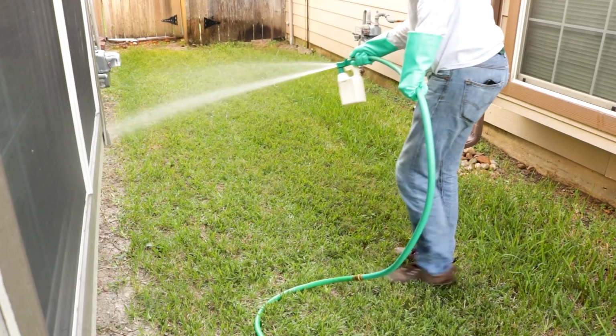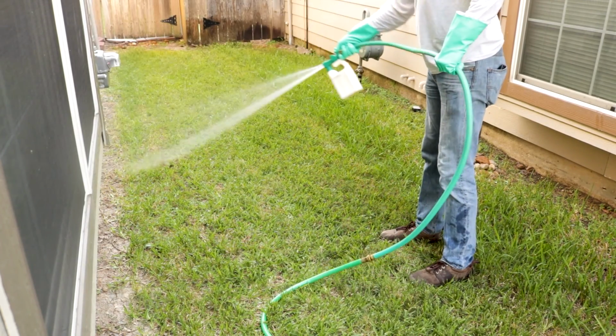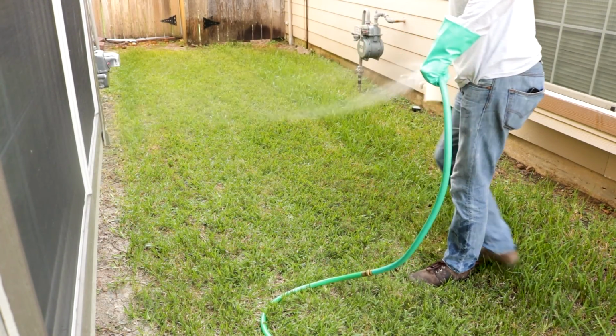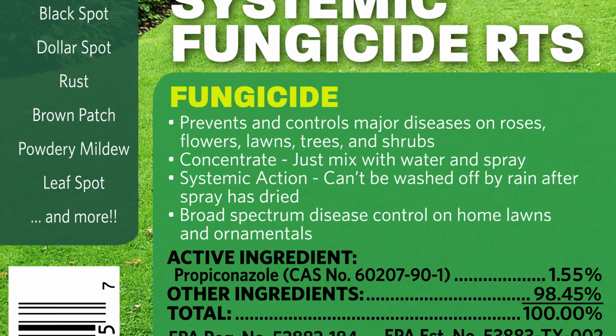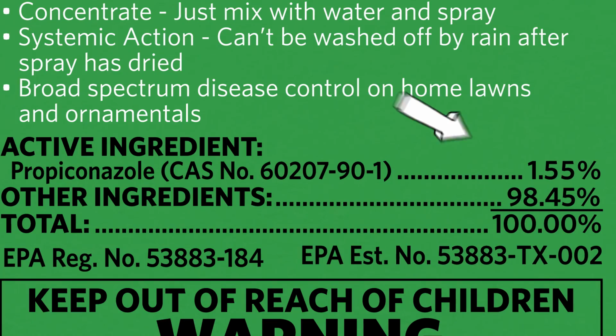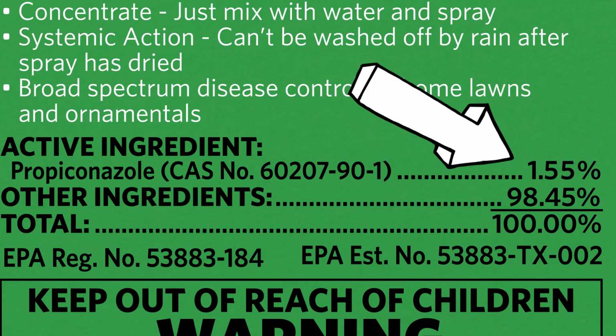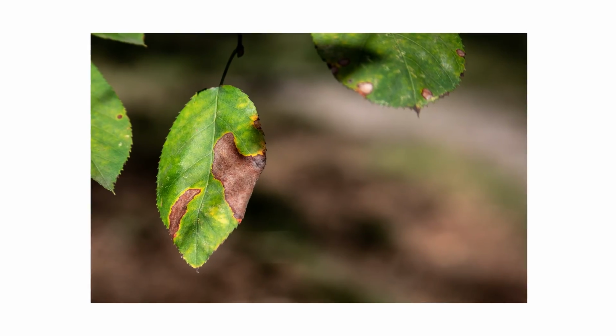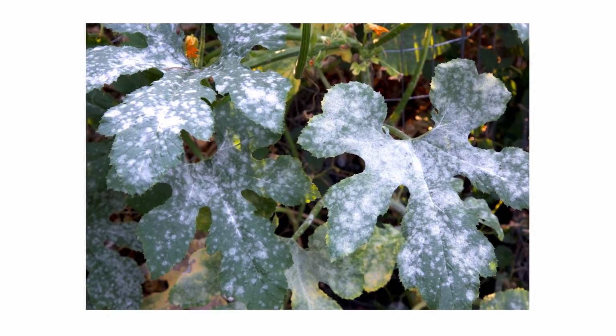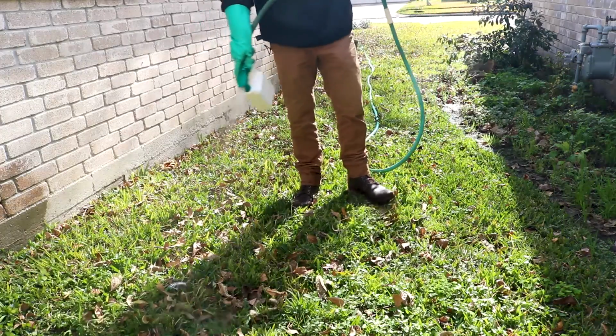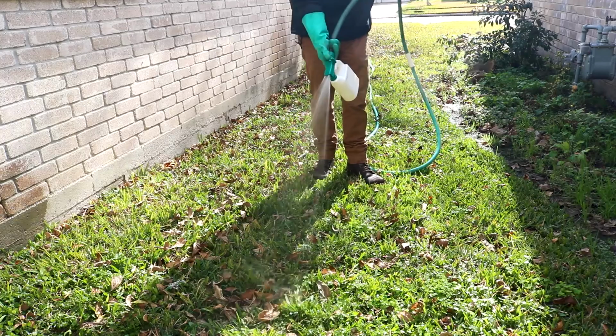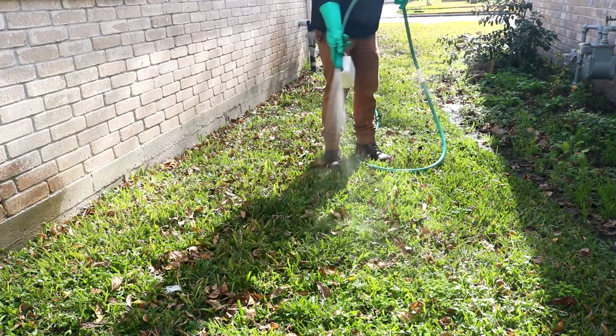This product is simple to use and contains the same active ingredient as Patch Pro, so it can be used for similar applications. Be aware that Systemic Fungicide RTS comes pre-mixed in a lower concentration. This will restrict your ability to have varying concentrations to treat and prevent more diseases on more varying plant types. Systemic Fungicide RTS should only be used as a preventative measure or at the very first signs of disease.